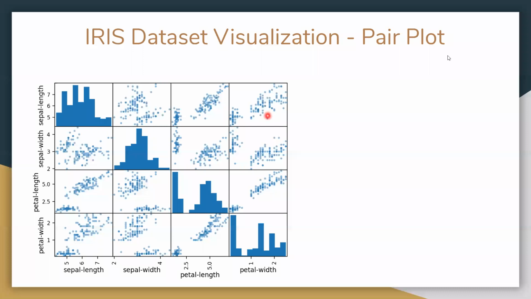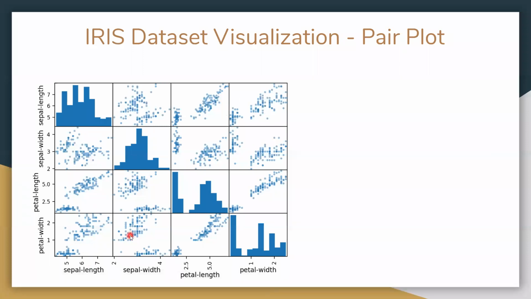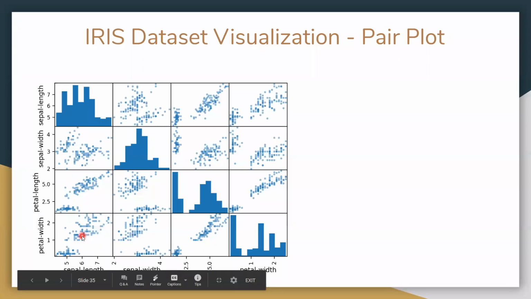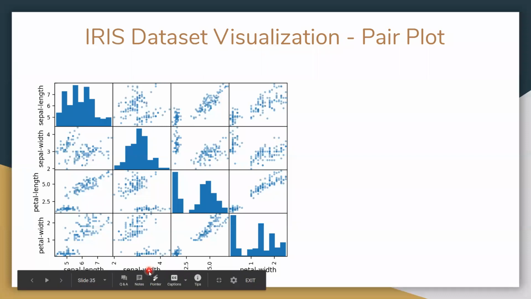Here, this is called a pair plot. You are checking the correlation among the features. How is sepal length correlated to sepal length? How is sepal length correlated to sepal width? How is sepal length correlated to petal length? How is sepal length correlated to petal width? This is called correlation. Can you observe this? I will ask a few questions. Just observe this for a minute.